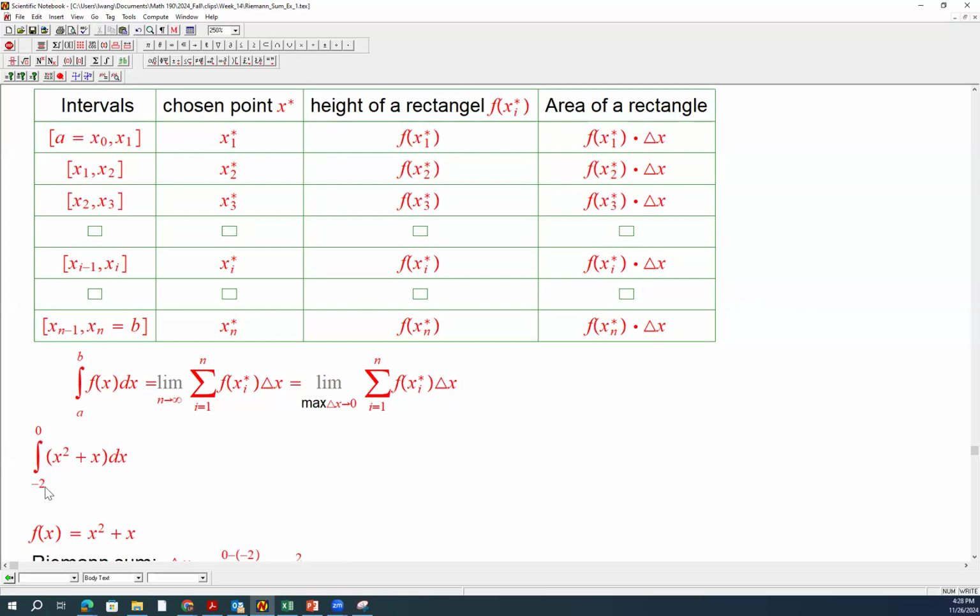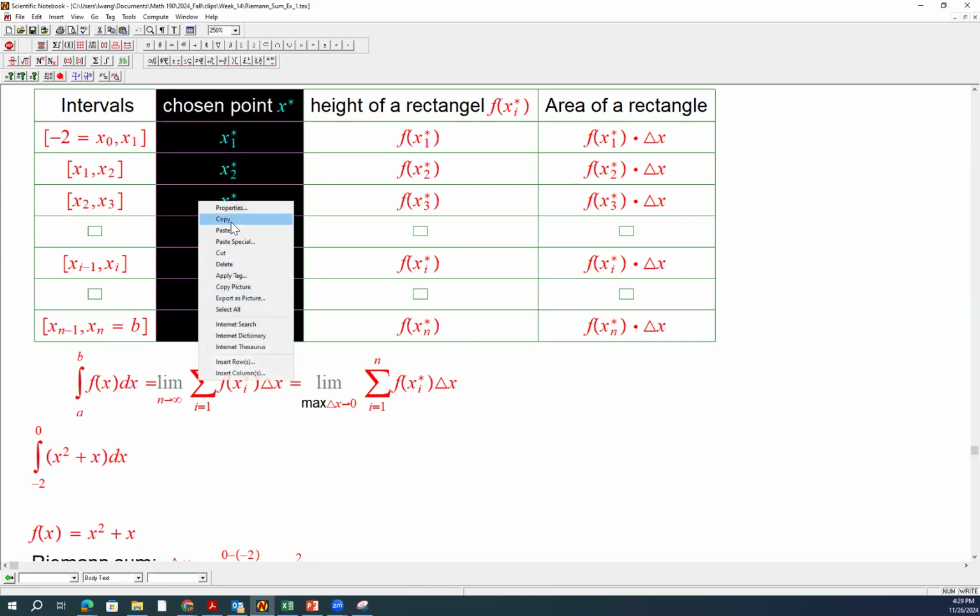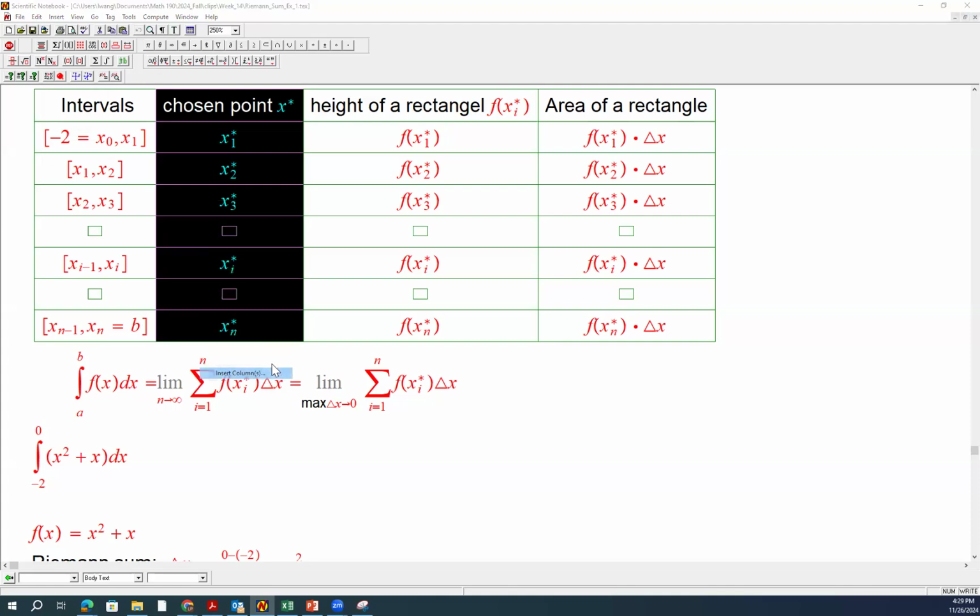In our situation, a is -2. So this is going to be -2, that's our x0. And x1, what is x1? X1 is going to be, we have another relationship. I should bring that column over here. Insert column.